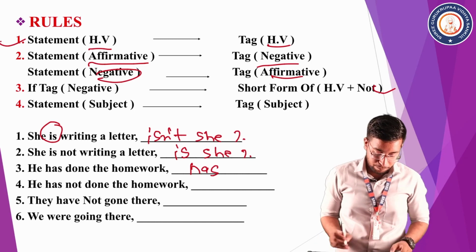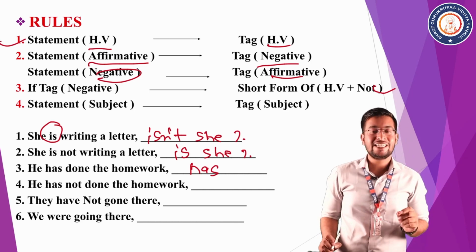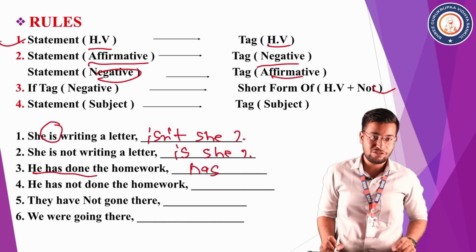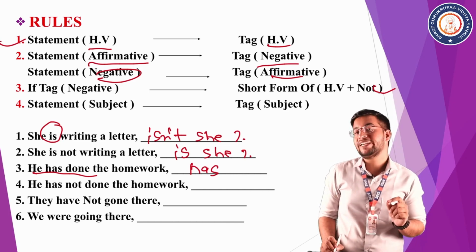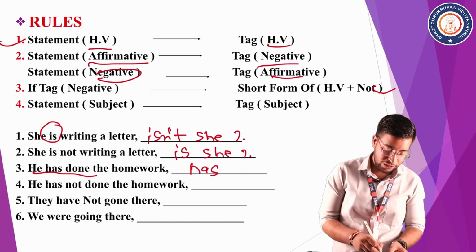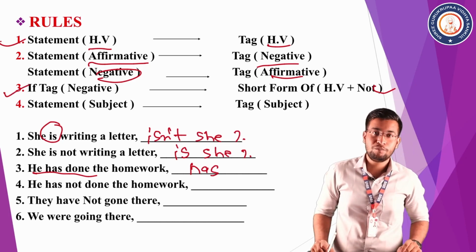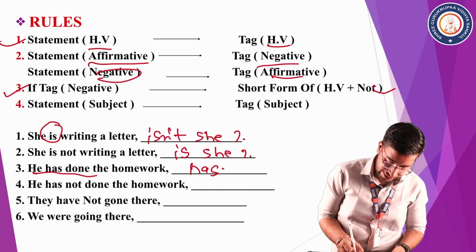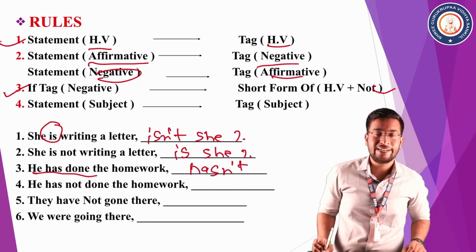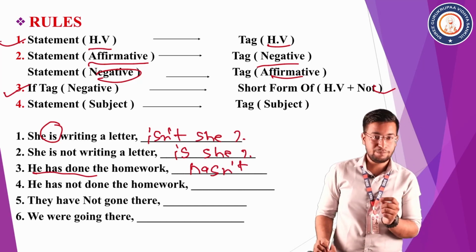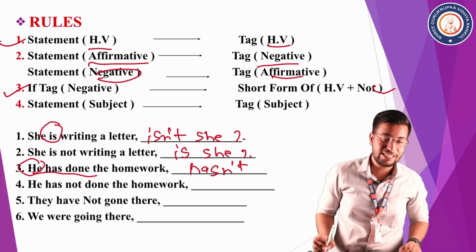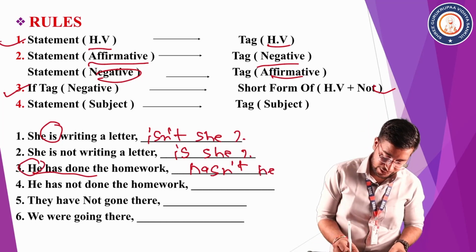So this example, she has done the homework. This is the example of an affirmative sentence, so we will have to make it negative. But according to the third rule, we have to use the short form of helping verb plus not. So it will become hasn't. And at last we have to use the subject. So what is the subject? Yes, he is the subject, so it will become hasn't he.